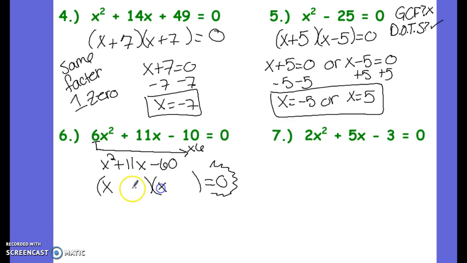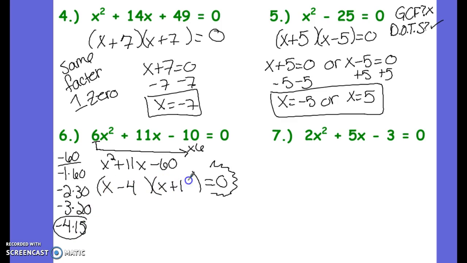So you know it's x and x. So let's go through the factors of negative 60. Well, you know you have negative 1 times 60, that's not going to equal 11. Negative 2 times 30, that's not going to equal 11. Negative 3 times 20, nope. Let's try 4 out. Negative 4 times 15 equals negative 60. Oh, that adds to 11. So we found it. So negative 4, positive 15.